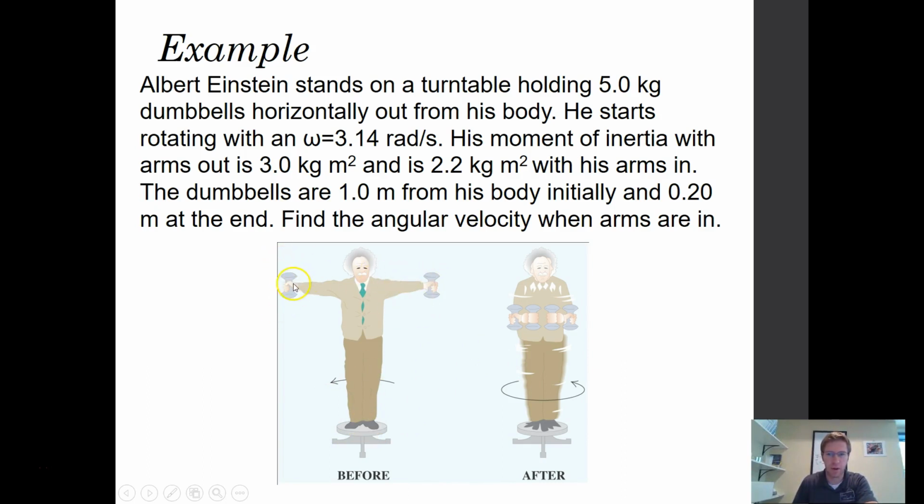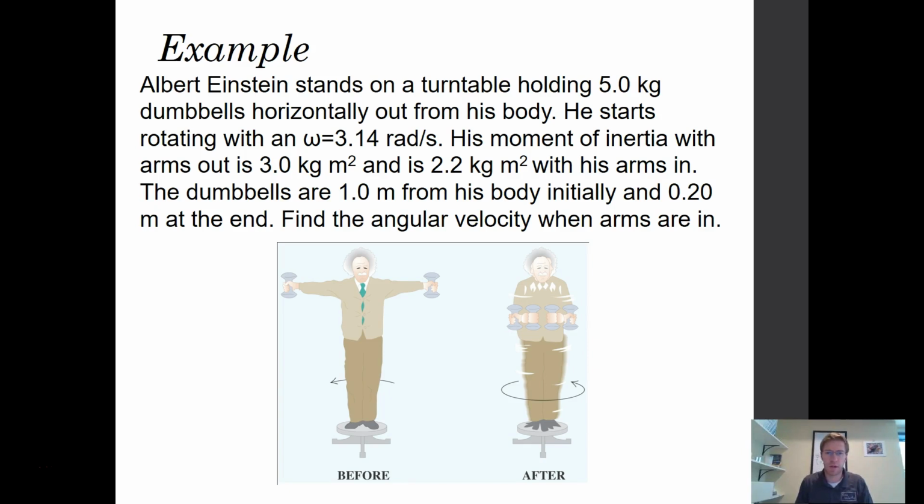Anyway, so what we got here is he's on a turntable, and he's going to hold two 5-kilogram dumbbells out horizontally away from him. So he's a pretty tough guy, you know, holding these dumbbells out here. And he's going to get himself rotating. Since it's Einstein, he can get himself rotating exactly at pi radians per second. So 3.14 radians per second will be his initial angular velocity. And he's going to then, after he gets spinning, pull his arms in with those dumbbells, decreasing his moment of inertia and increasing his angular velocity.